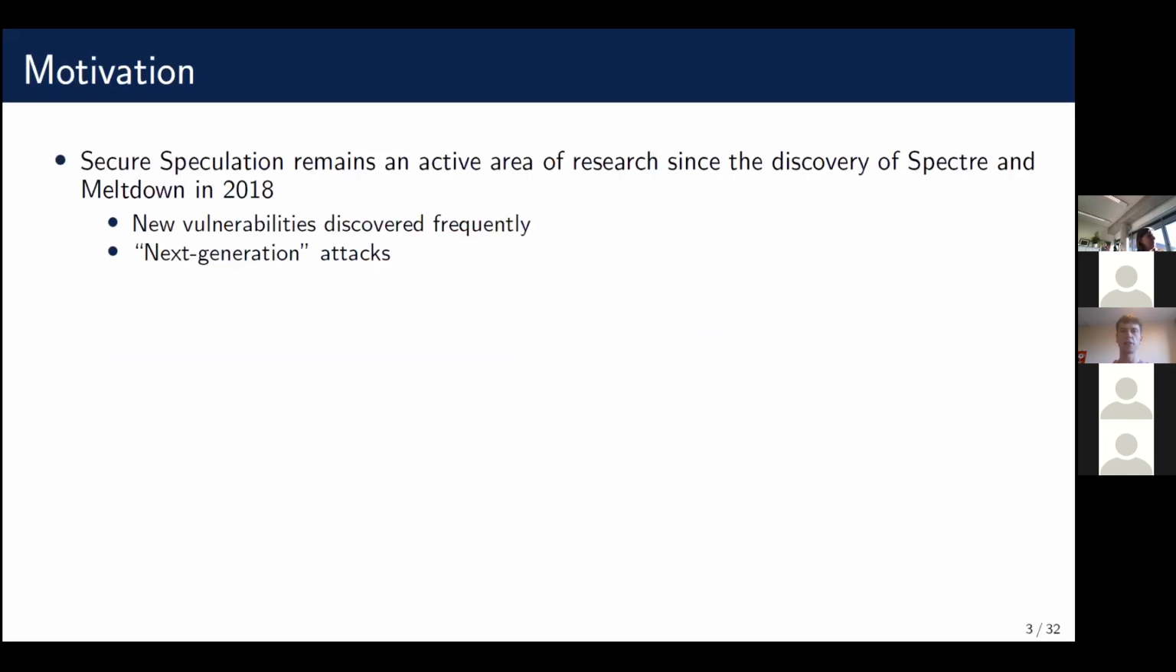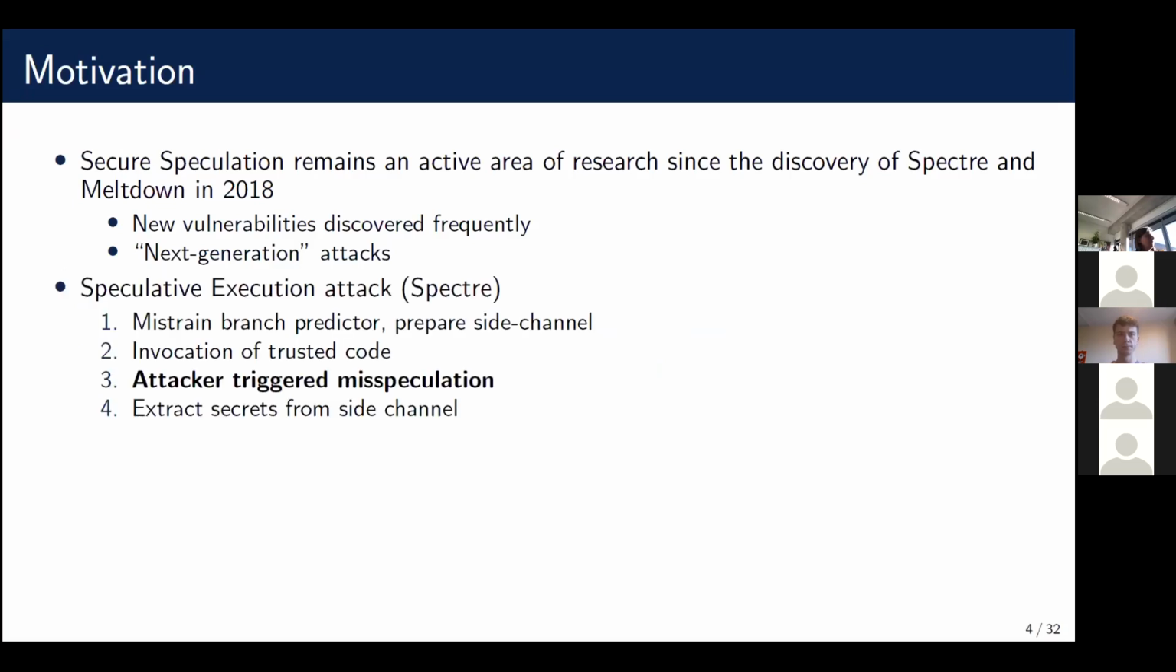So secure speculation remains an active area of research since the discovery of Spectre and Meltdown in 2018. As late as April this year, vulnerabilities have been found which bypass the security systems, and these security systems were employed to mitigate Spectre. So this is by no means a cut and dry vulnerability. I've mentioned secure speculation frequently, but what is it? Well, secure speculation is the absence of speculative execution attacks. So what is a speculative execution attack then?